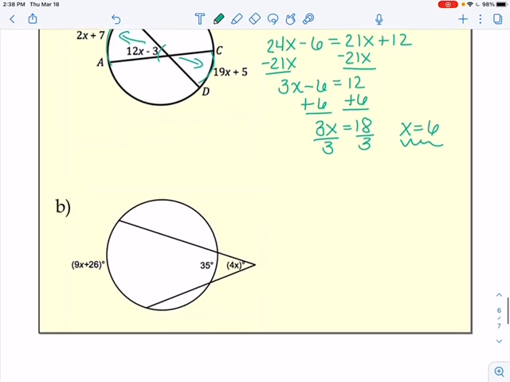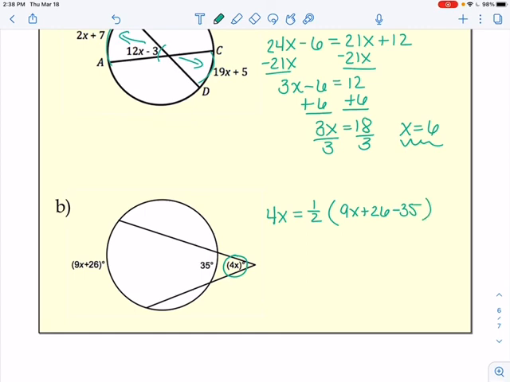Okay, so again, a little bit more involved. Again, for part B, this time the angle is on the outside of the circle. And again, when it's on the outside of the circle, the measure of the angle is 1/2 of the difference of the arcs. So the measure of the angle here is 4x equals 1/2 the difference of the arcs. It's the bigger arc minus the smaller arc. So the bigger arc here is 9x plus 26 minus 35.